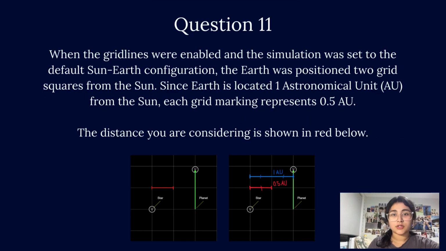For question 11, I switched the simulation to 2-scale mode and turned on the grid lines. As you can see in the pictures next to me, the distance between Earth and the Sun is 1 AU. This means that each grid marking is 0.5 AU.